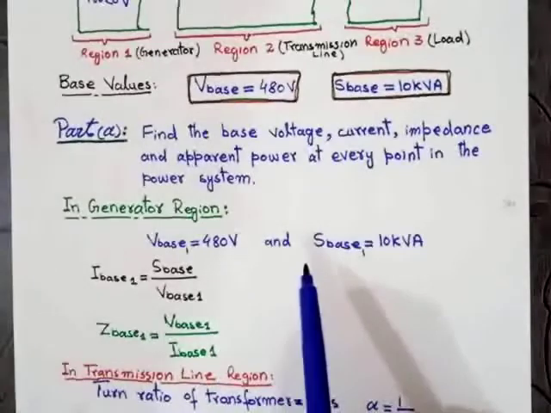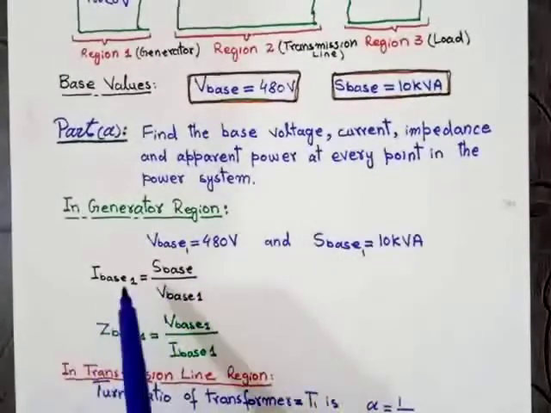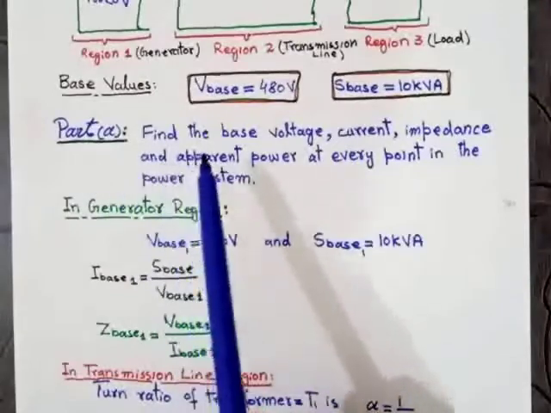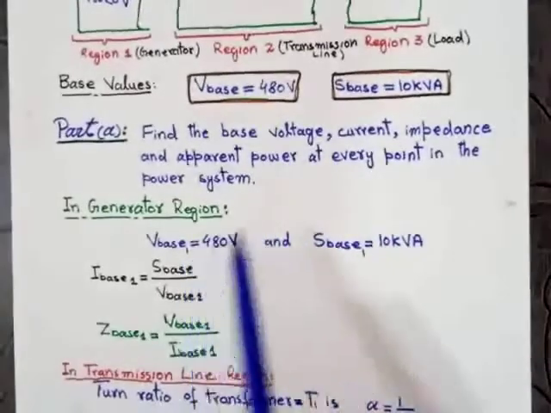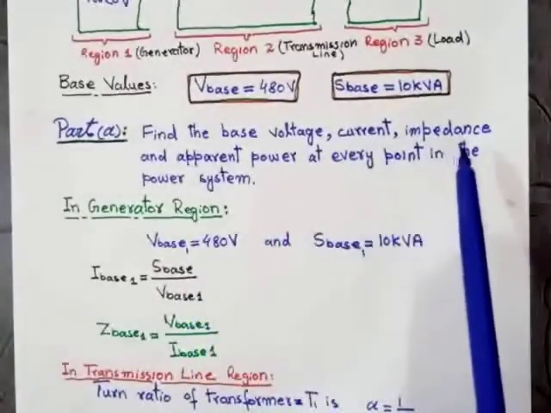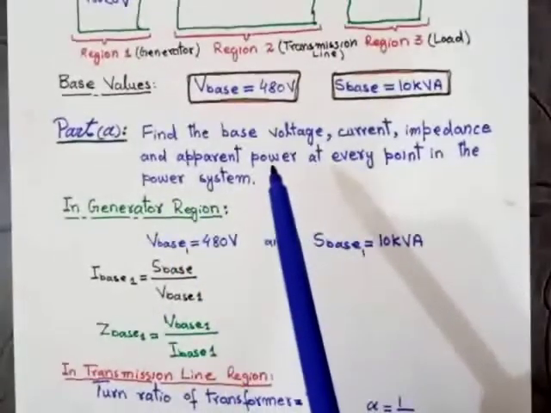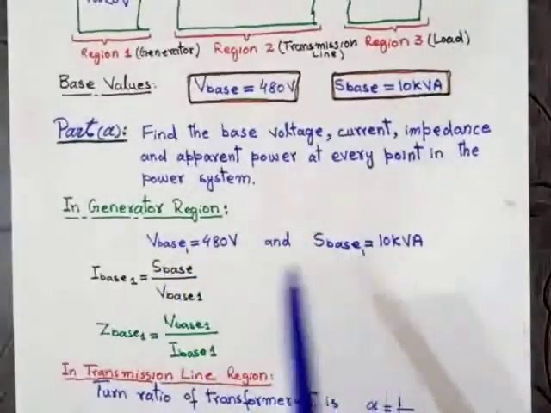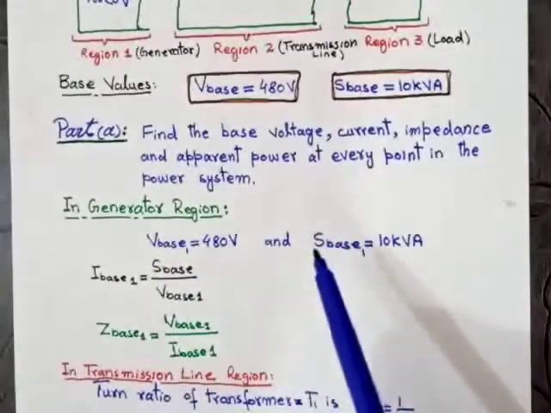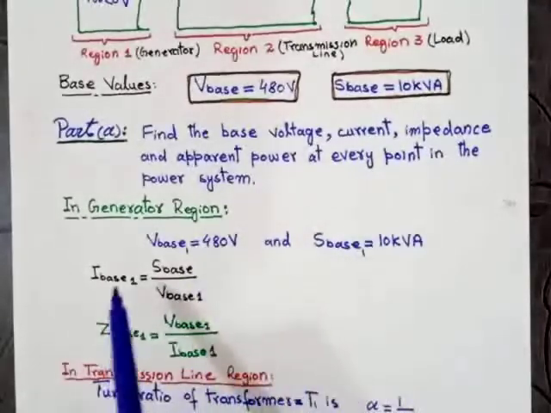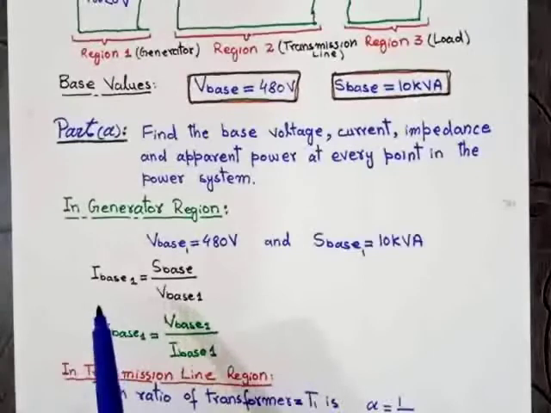By using these 2 values, we will find the remaining base values, that is the base value of the current and the base value of the impedance, because according to part A, we will find the 4 base values: the base value of the voltage which is given here, the base value of the current, the base value of the impedance and the base value of the apparent power. So the base value of the apparent power and the base value of the voltage are given in the numerical problem. By using these 2 values, we will find the other 2 base values, that is the base value of the current and the base value of the impedance.